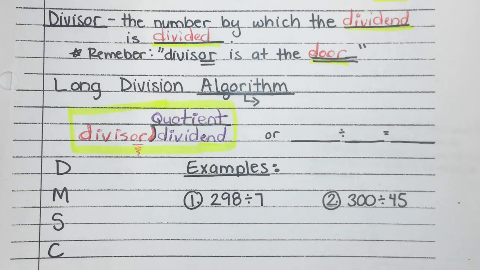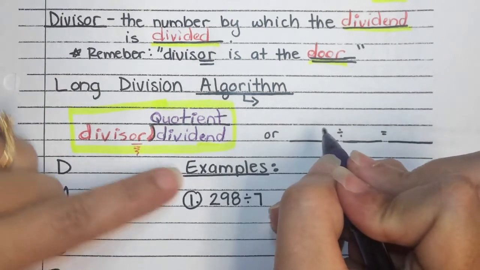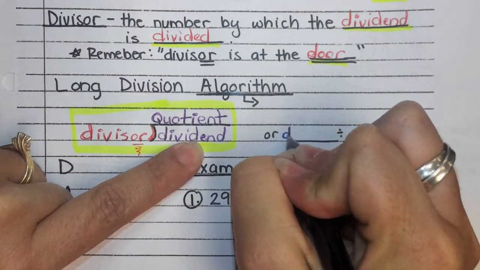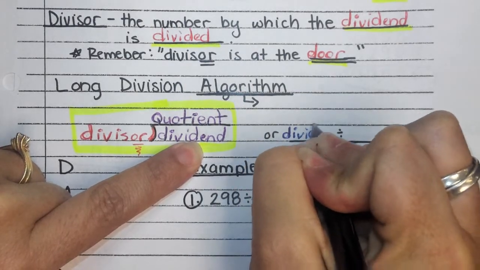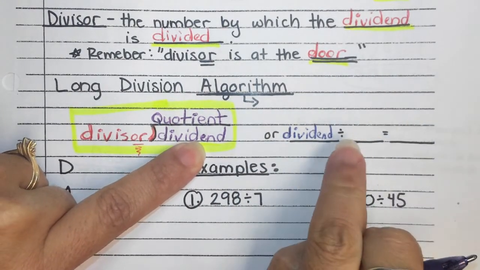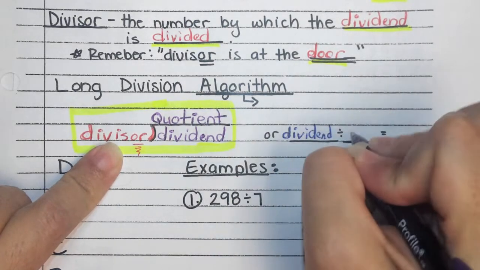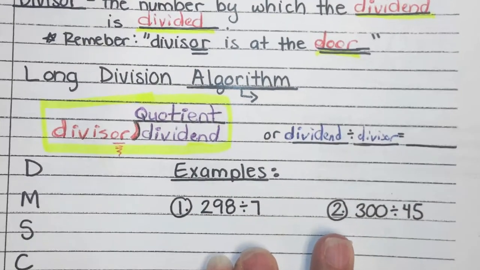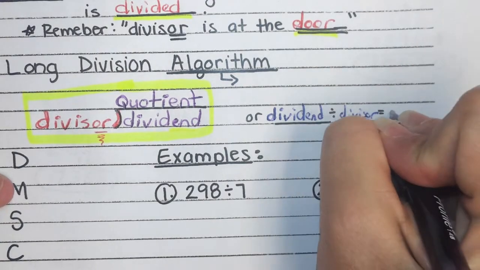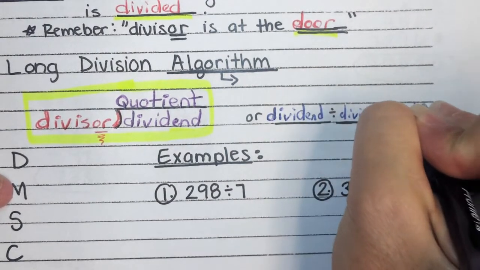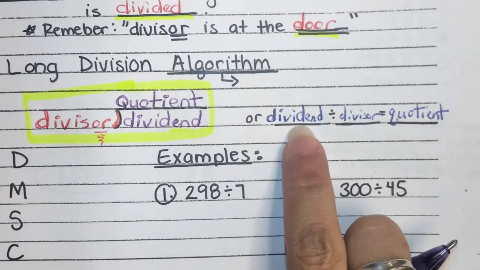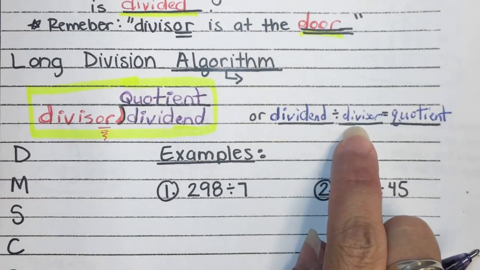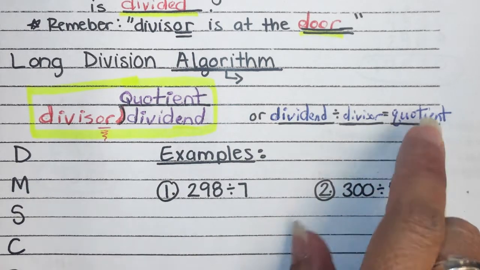The key is it's kind of like written backwards, meaning the dividend is always written first. It is divided by the divisor. I'm trying to make it bigger. Dividend divided by divisor equals the quotient. So dividend divided by divisor equals quotient.